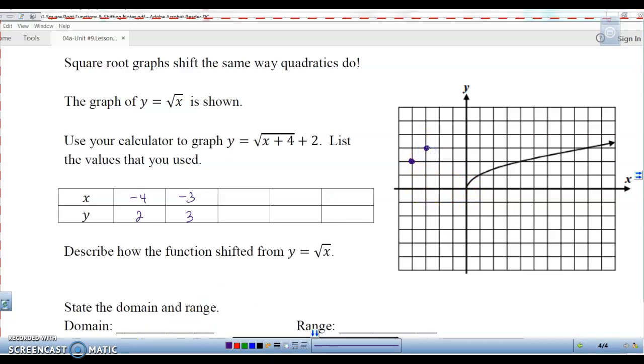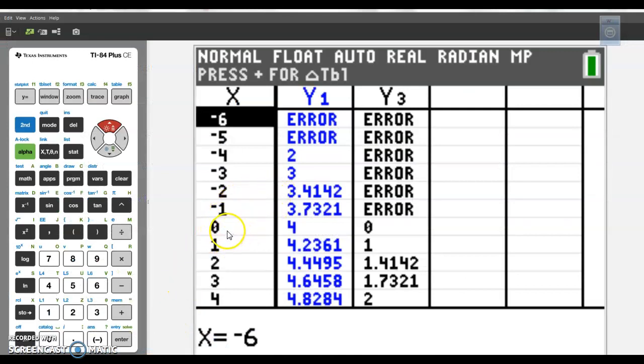All right, I need a couple more to do. Another good one probably is 0, 4. That's probably another good one.